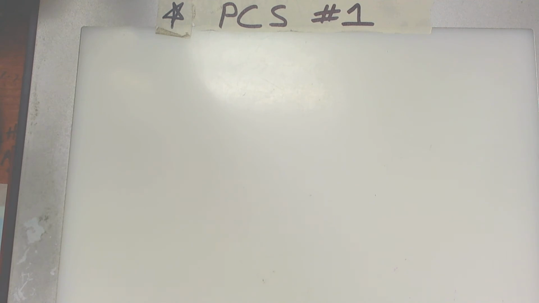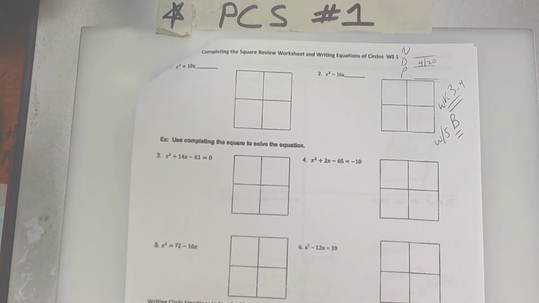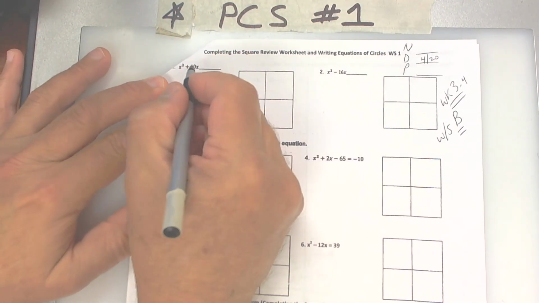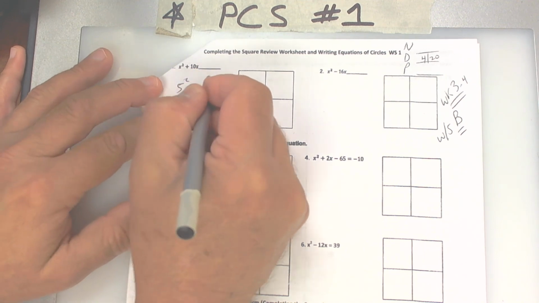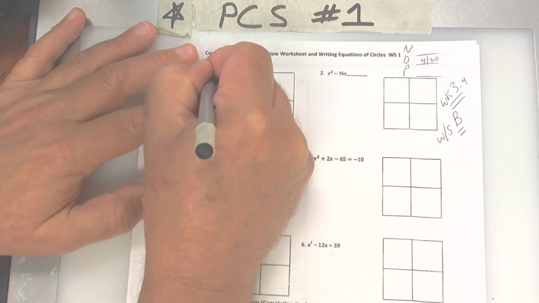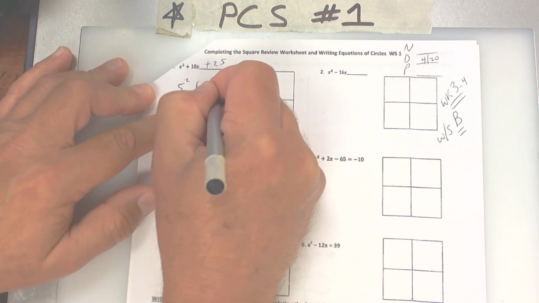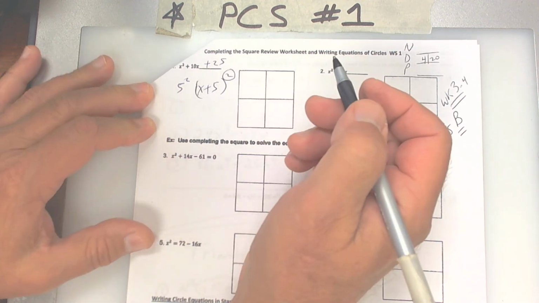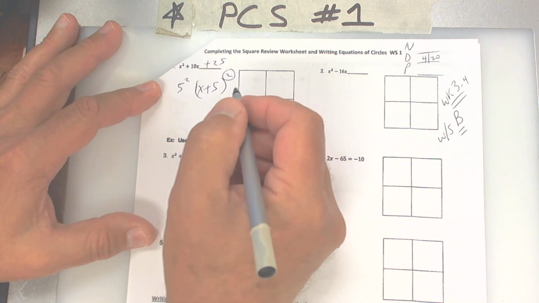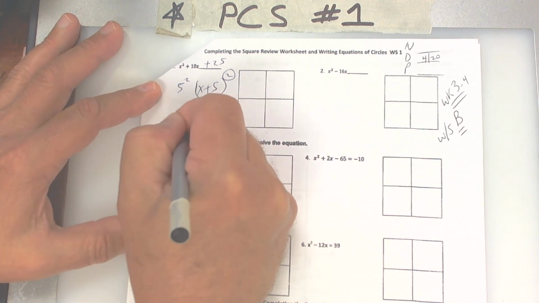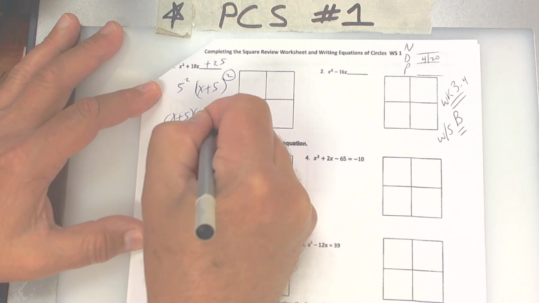Now take a look at this. This is a worksheet that I downloaded online. Here's how you do this. They want you to complete the square. So you're going to take half of 10 is 5, and 5 squared is 25. So you're going to add 25 here, and that's going to give you a perfect square. So it's going to be x plus 5 quantity squared. Remember, x plus 5 squared means you got to write it twice. 2 of those. Just like that.